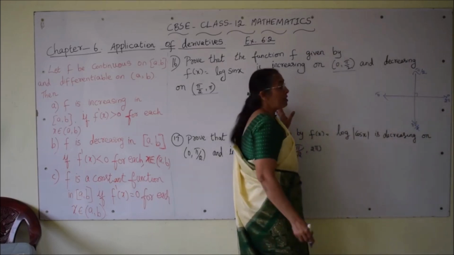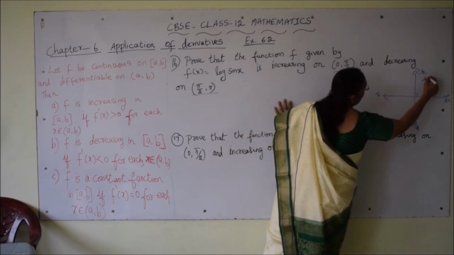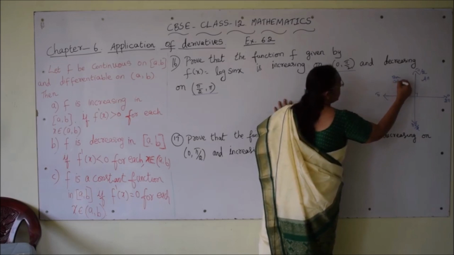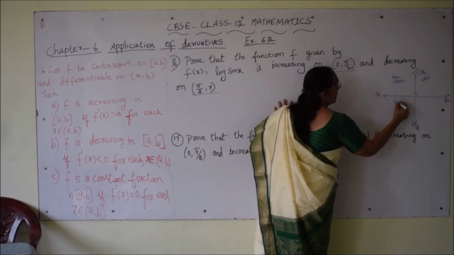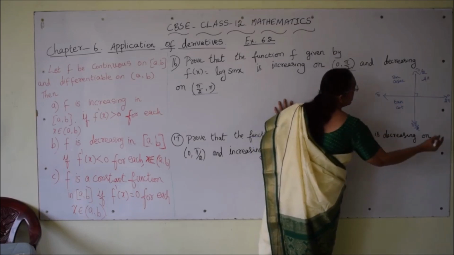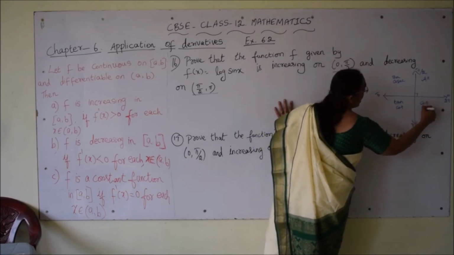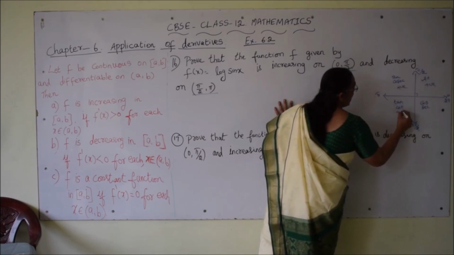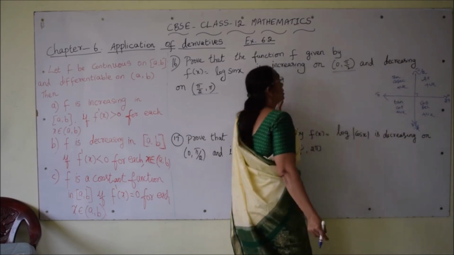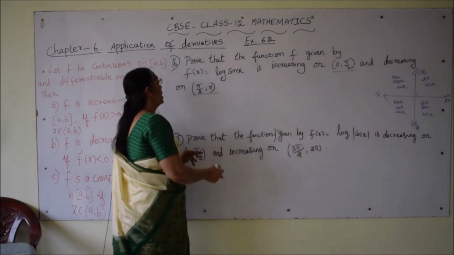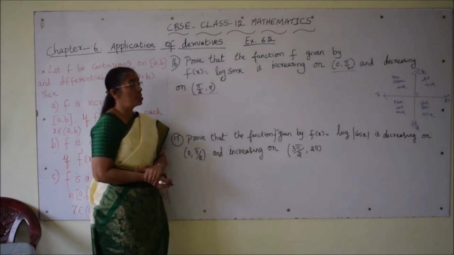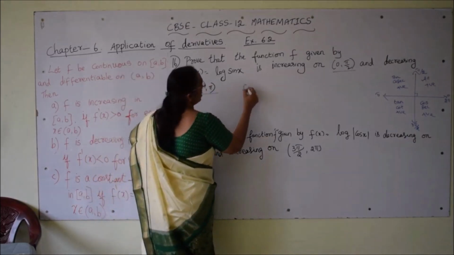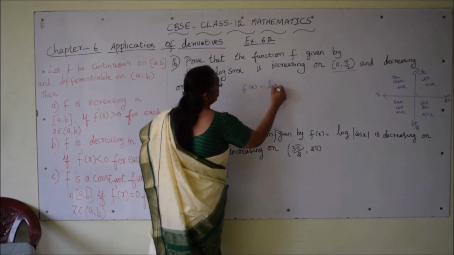Now, you know very well, in the first quadrant all the trigonometric ratios are positive. In the second quadrant only sine and cosecant are positive. In the third quadrant tan and cot are positive, and in the fourth quadrant cos and secant are positive. Based on that we are going to find out the function is increasing on which interval and decreasing on which interval. Now, f of x is given as log sin x.